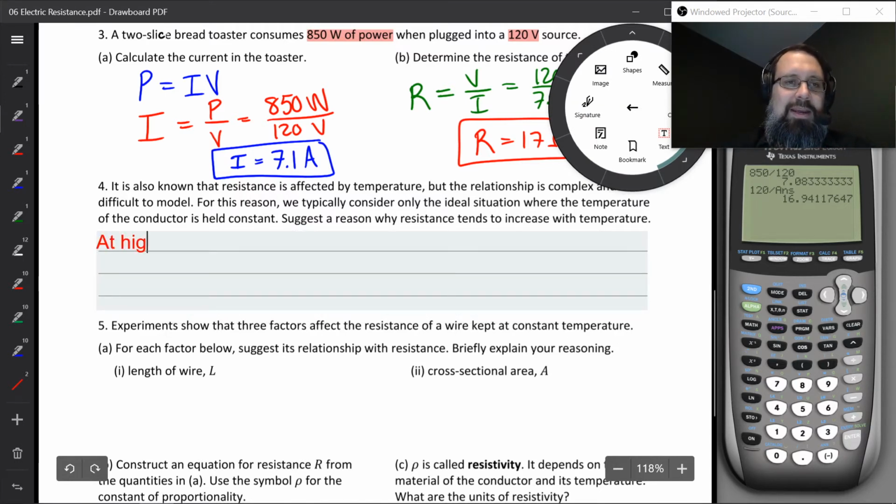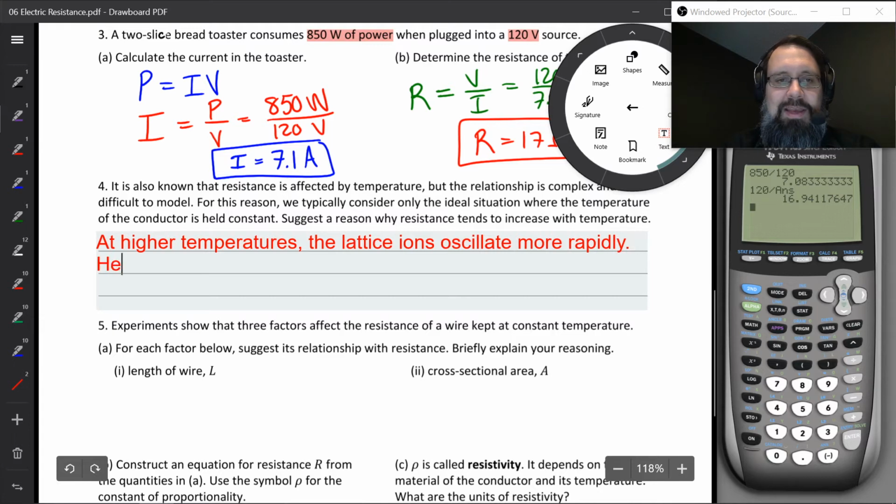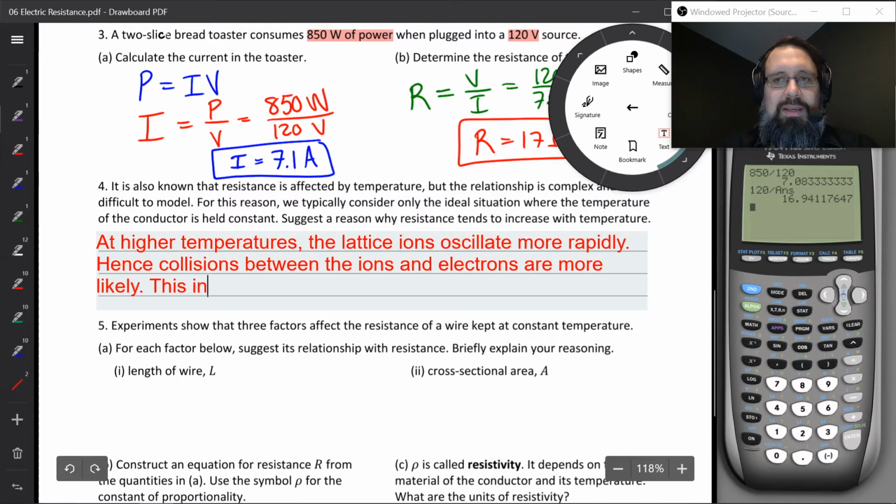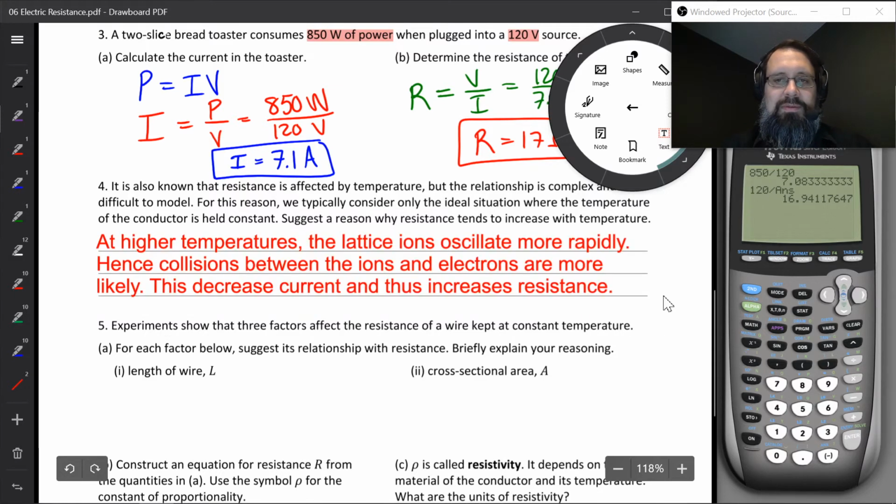Okay, so at higher temperatures, the lattice ions, I gotta remember to call them ions because I always try to call them atoms, oscillate more rapidly. Hence, collisions between the ions and electrons are more likely. This decreases current, or I should say this decreases current and thus increases resistance. So that's the main idea.